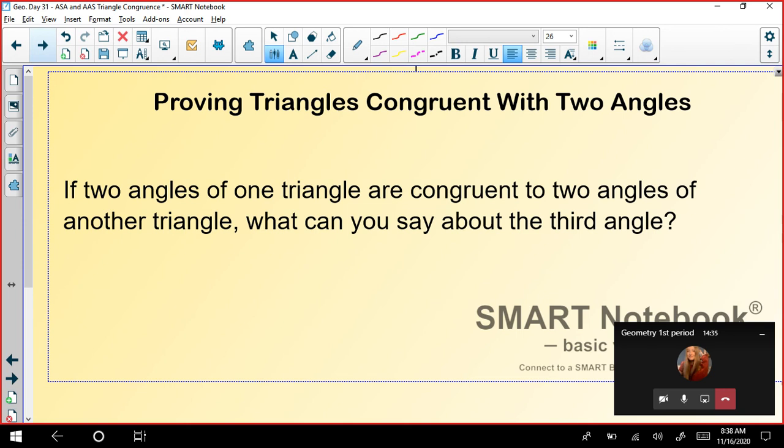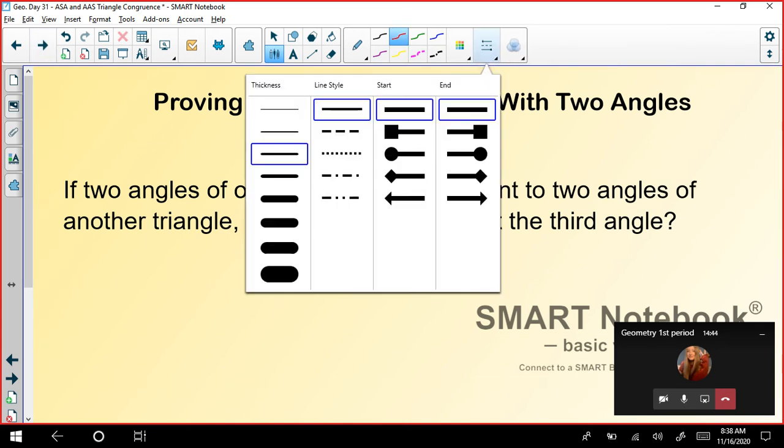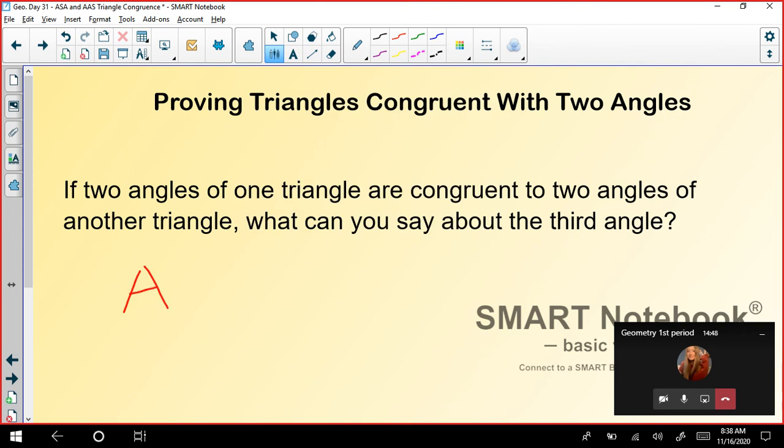We are going to see angle, side, angle. Okay, so we are going to see a couple of combinations through which we can prove that triangles are congruent. Before that, let's see proving two triangles are congruent with two angles.